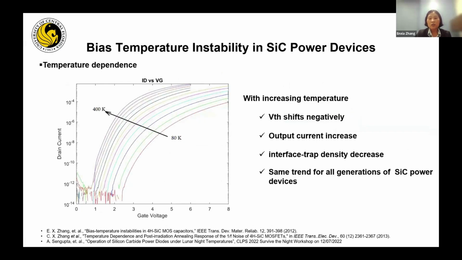This is the result for the bias dependence instability for power devices. As we know, this has been a consistent issue from the first generation to the newest generation. We always see the VT shift, because the interface trap density decreases with temperature, and the output current also varies with temperature. So those are consistent for all the generations. And we are trying to think about ways to improve this instability before we put it in the lunar project.